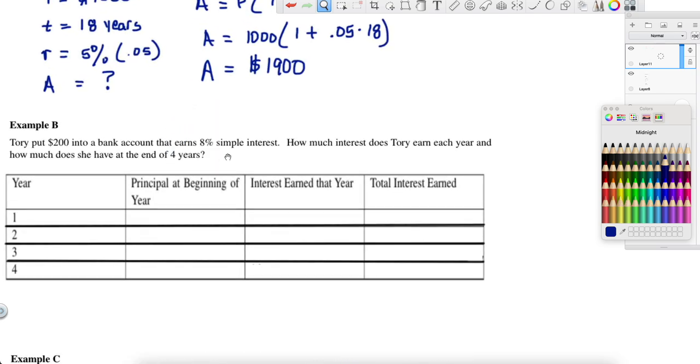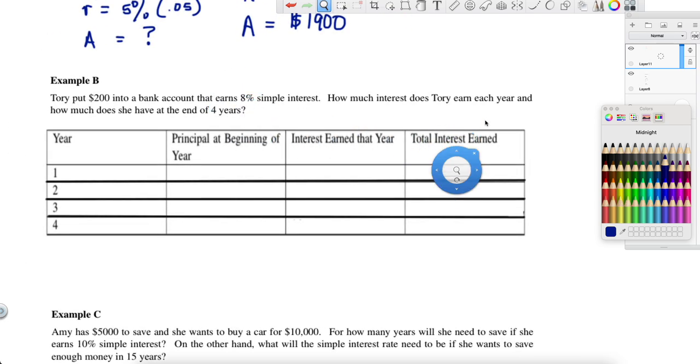Example B. Tori put $200 into a bank account that earned 8% simple interest. How much interest does Tori earn each year, and how much does she have at the end of the 4 years? Okay. So the principal at the beginning is 200, and this is simple interest. So our amount does not increase at the end of each year because we're only looking at the principal for simple interest, and not what the total would be at the end of each year or each period.